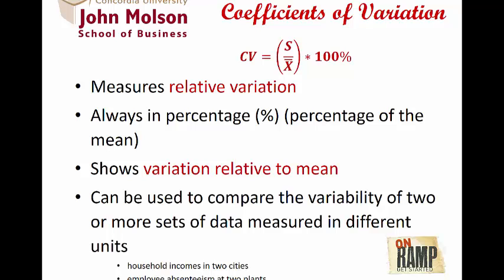A very interesting concept that is introduced is another measure, which is the coefficient of variation. It is a measure of relative variation, expressed in percentage, and it shows the variation relative to the mean. So the answer is a percentage, no units, no unit square. In fact, what it does is compare the standard deviation relative to the mean.